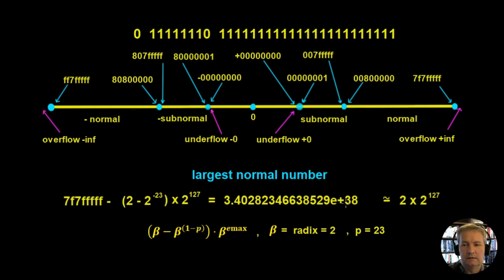3.4028234663859e+38. And this here is going to be the largest possible normal number that we can represent in a single precision floating point number system. So that is approximately equal to 2 times 2 to the 127. Sometimes when you look online for the largest possible normal number, it's written like this. Now it's not quite right because it's an approximation and it's out by a factor of 2 to the minus 23. So let's look at this mathematically.